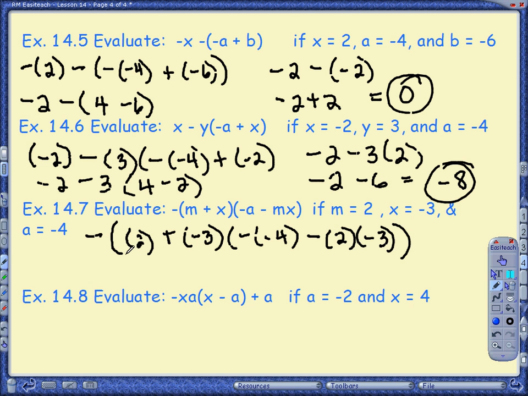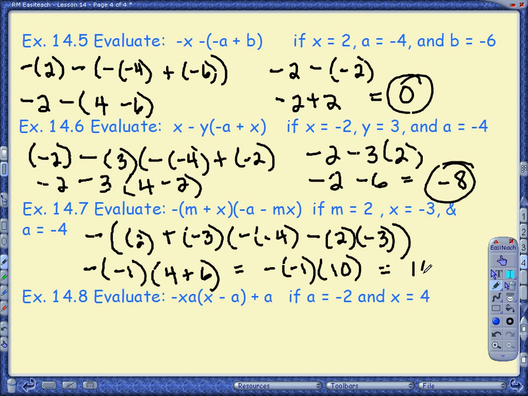Close my parentheses. Well, when I do the work in this parentheses, I get negative 1. When I do the work in this parentheses, I have 4. I have a negative 2 times the negative 3. That's going to be plus 6. So I'm going to have negative 1, the opposite of negative 1, times positive 10. I have negative, negative. That's a positive. 1 times 10 is 10. And my answer is 10.